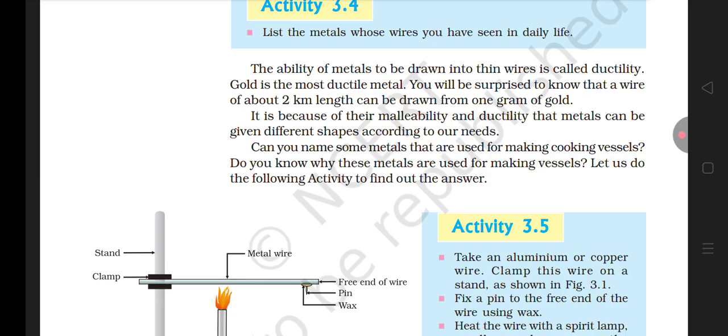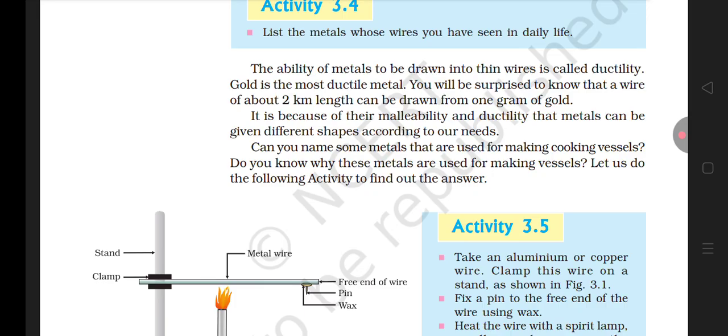Take an aluminium or copper wire, clamp this wire on the stand, and fix a pin to the free end of the wire using wax. Heat the wire with a spirit lamp, candle or burner near the place where it is clamped. What do you observe after some time? Note your observations. Does the metal wire melt?